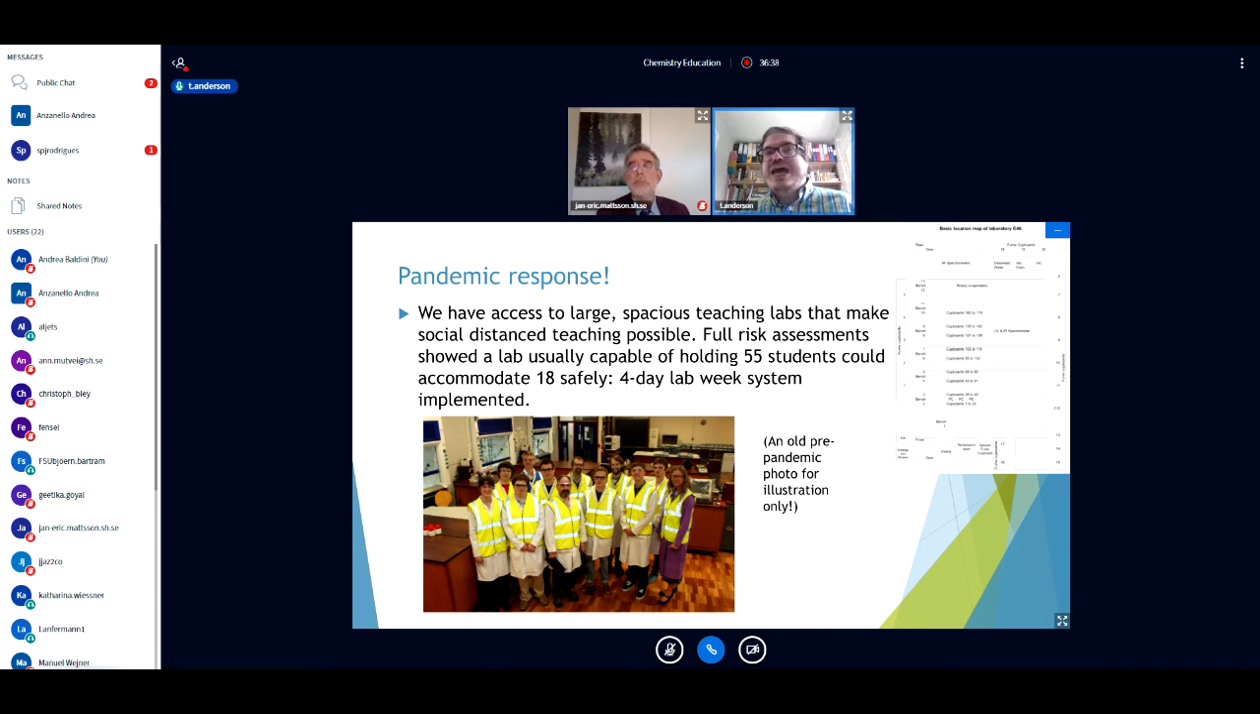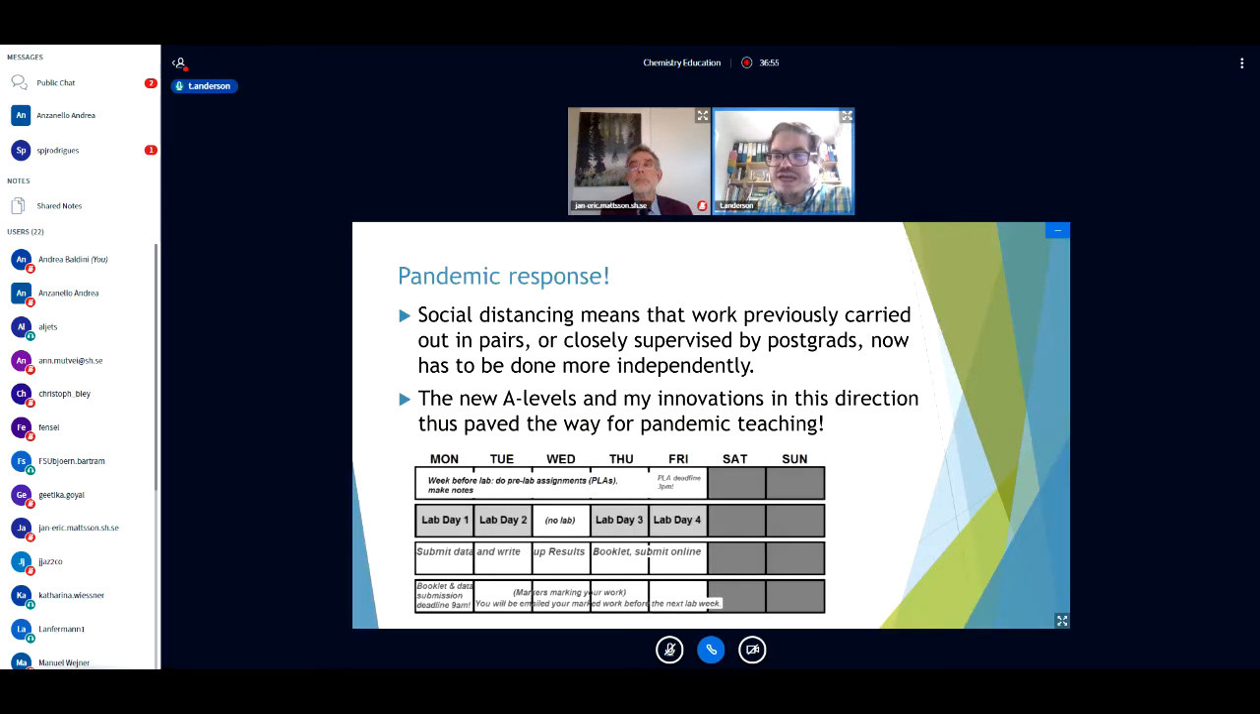Suddenly, when the pandemic happened, having a big, spacious teaching lab with over 2 meters in between each fume cupboard was a very valuable thing. As a result, we've been able to teach 18 students safely in a lab that would normally take 55. By teaching labs 4 days a week, according to the schedule shown here, that allowed us to get through. All of our students have had almost the same number of experiments that they would in a normal year, taught practically in the lab.